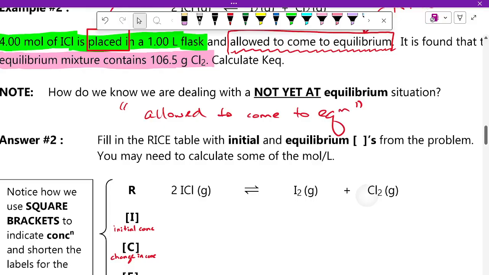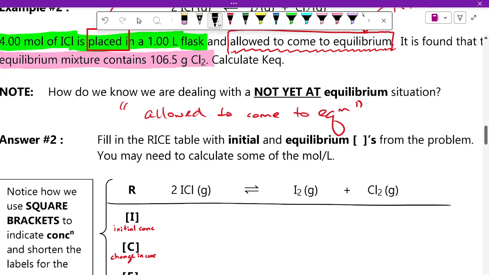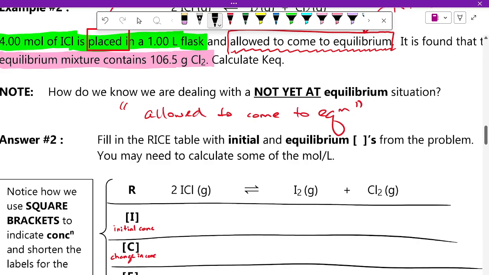Does that make sense? No. It's the ratio. So it's 4 is ICl. Okay, so we have 4 moles of ICl placed in a 1 liter flask. So that's pretty straightforward, yes? So we have, and I like drawing lines. You don't have to draw lines. I like drawing the lines. Keeps my brain organized.